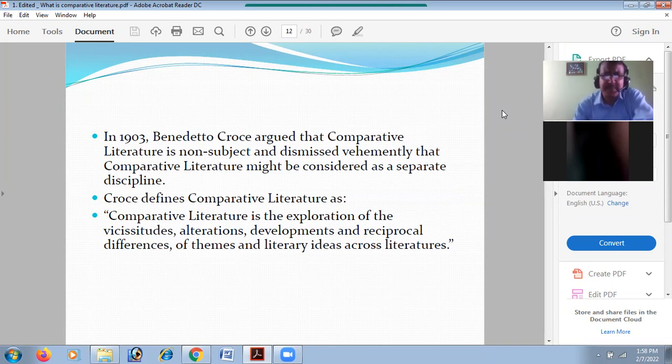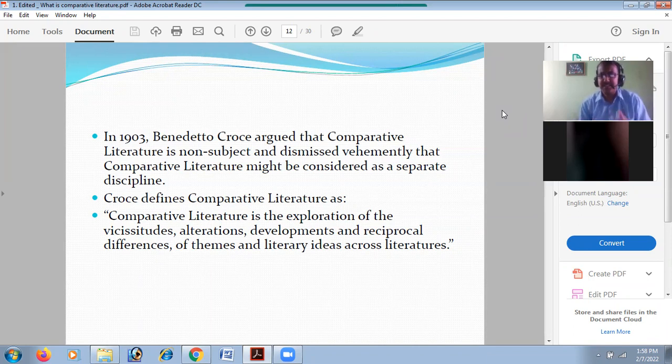According to Benedetto Croce, comparative literature is the exploration of the vicissitudes, alterations, developments, and reciprocal differences of themes and literary ideas across literature. Okay, so here he said, what does comparative literature do?